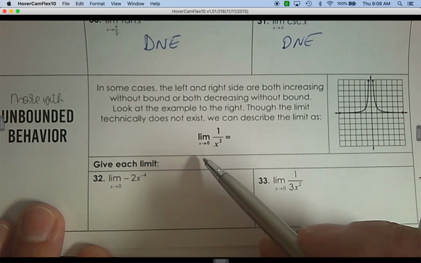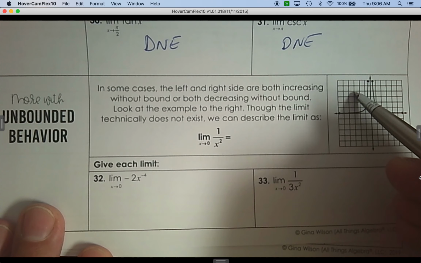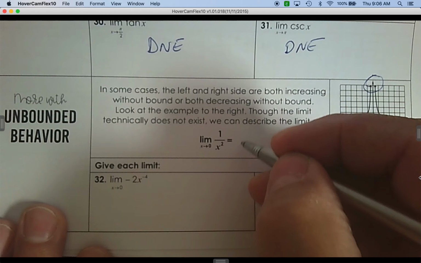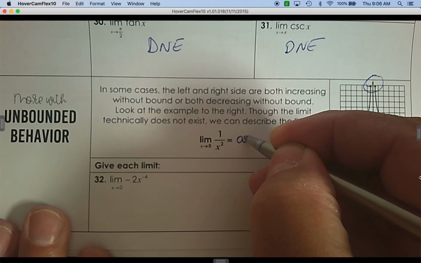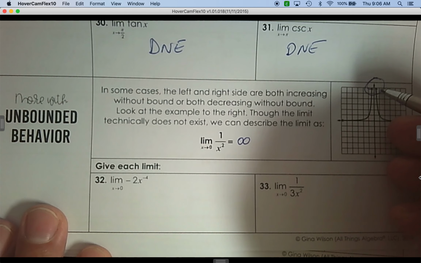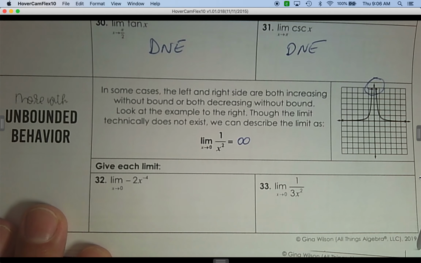When you are looking at a limit and it says at 0, does the right side and left side, are they going in the same direction? Yes. And where are they going? Both of them. They both are going to infinity. They agree. So when x is 0, what's happening on the right and left? The function's going to infinity.